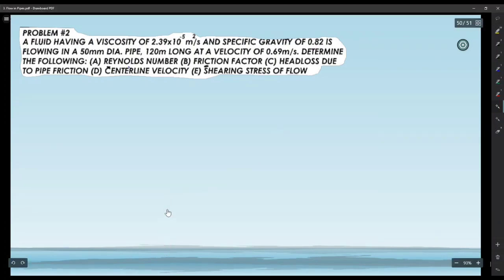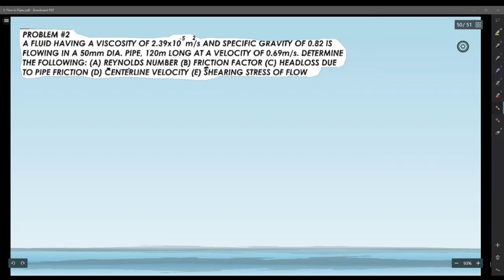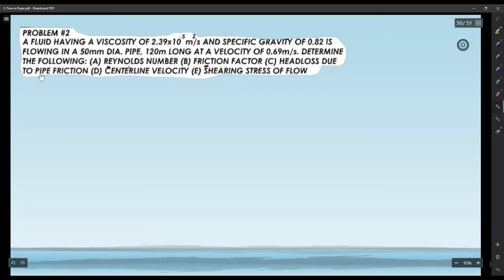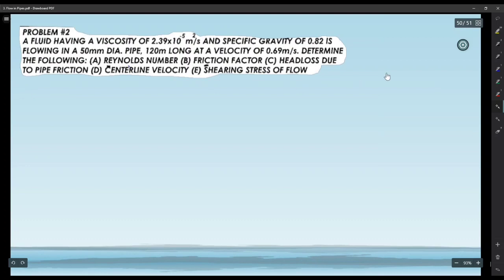Okay, so ano ba yung ating unang gagawin dito? So una, ilatag muna natin yung mga given. So ang given dito is meter squared per second. So yung viscosity na given dyan is in terms of kinematic viscosity or yung symbol na nu, yung pinasosyal na V. So isulat natin muna yung mga given.